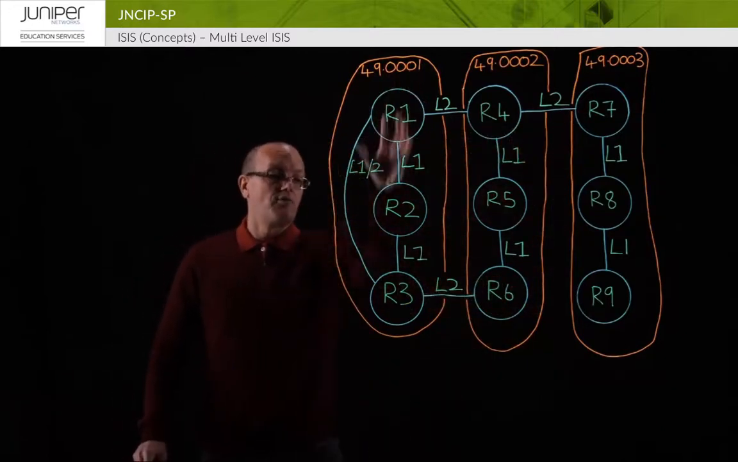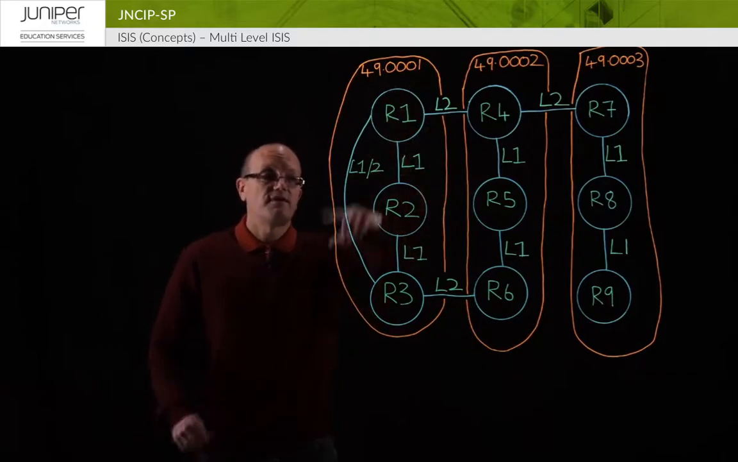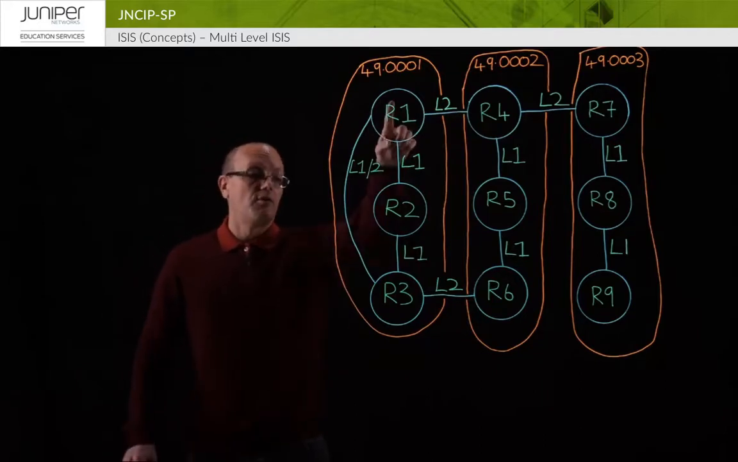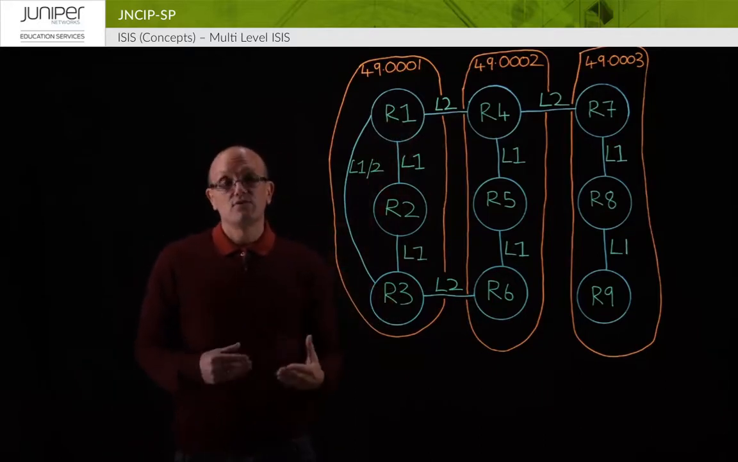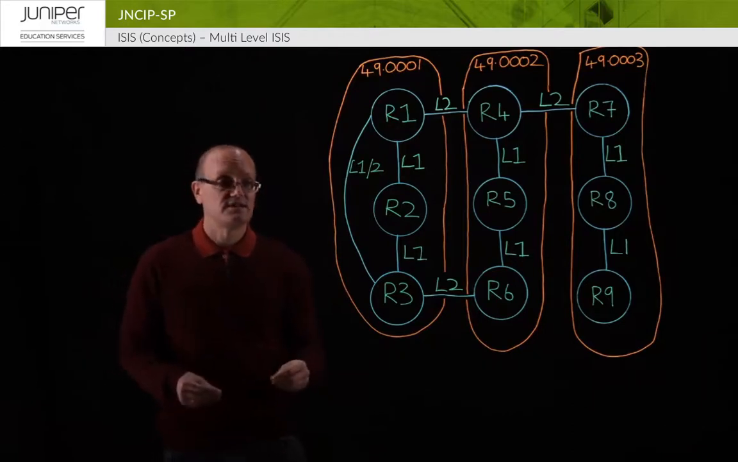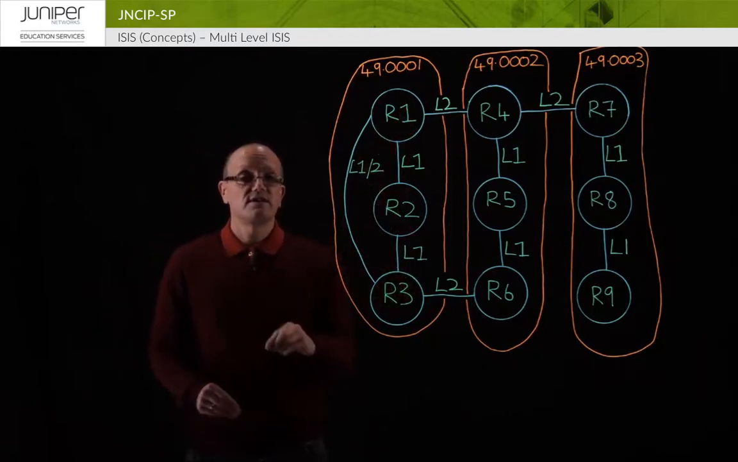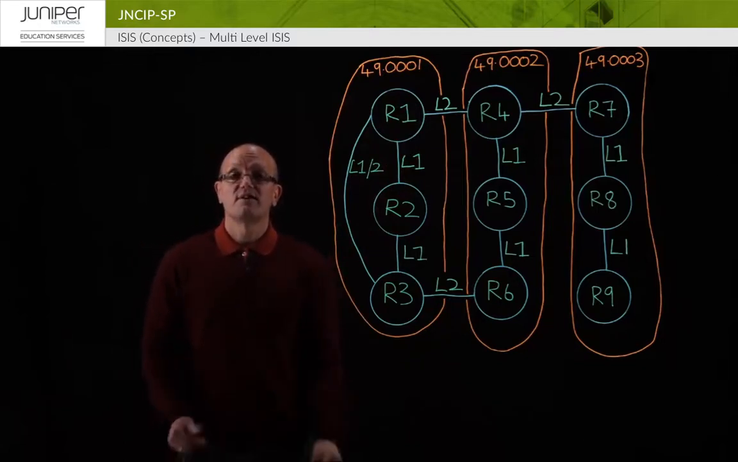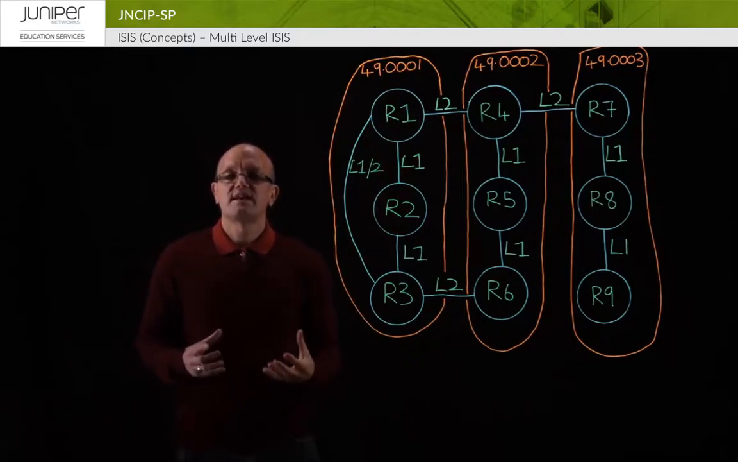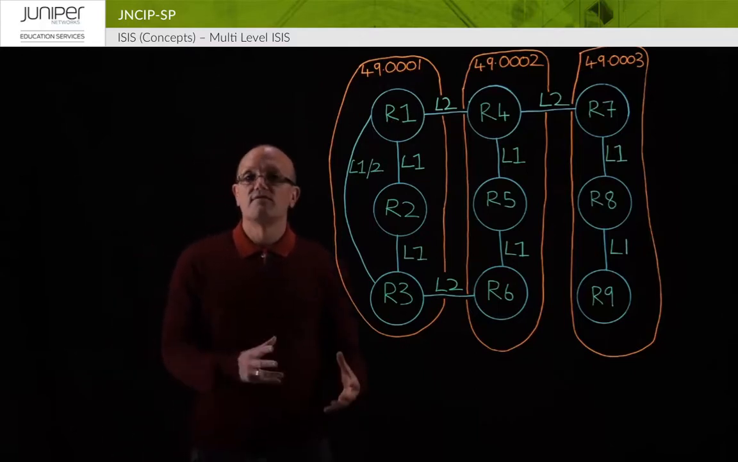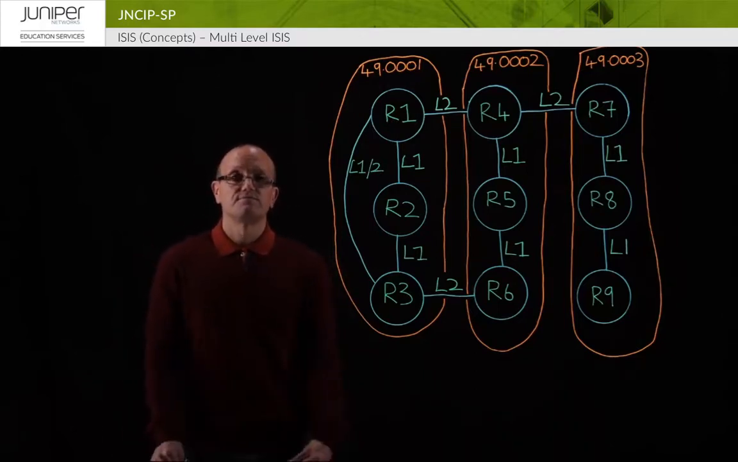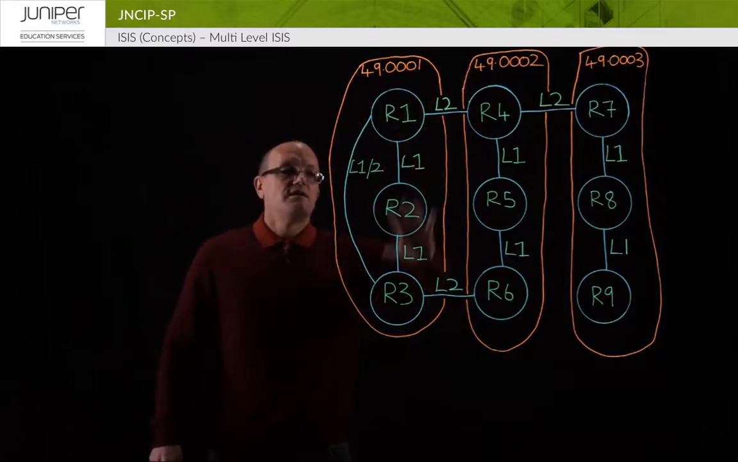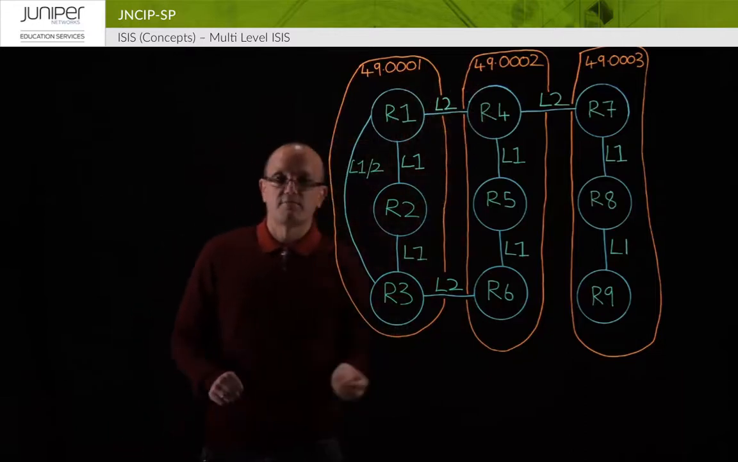You see that R1 and R3 are also participating with routing in this level 1 area here. So between R1 and R3, we maintain two separate adjacencies. We have a level 1 adjacency and we have a level 2 adjacency. And we can do this in ISIS because we maintain two completely separate link state databases for level 1 and for level 2. So this is how routing gets from a level 1 area up into the backbone.